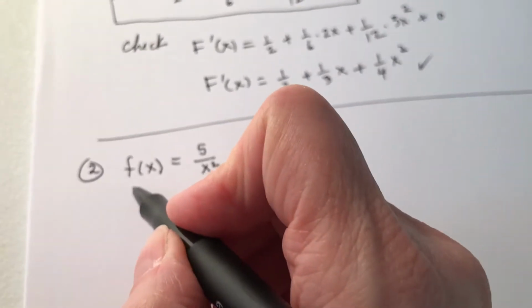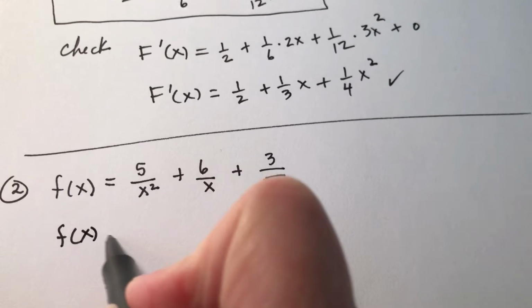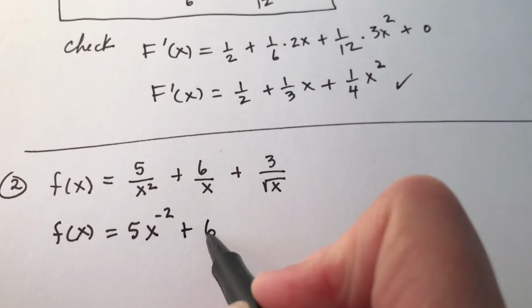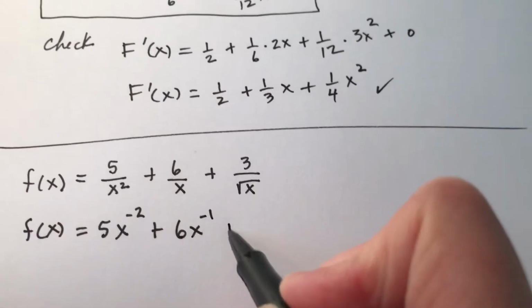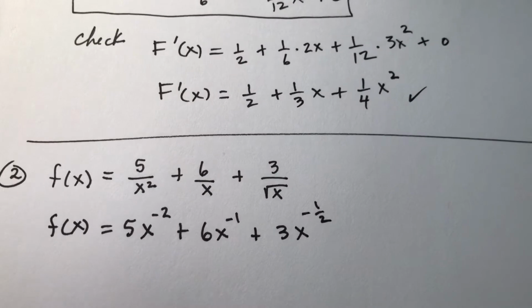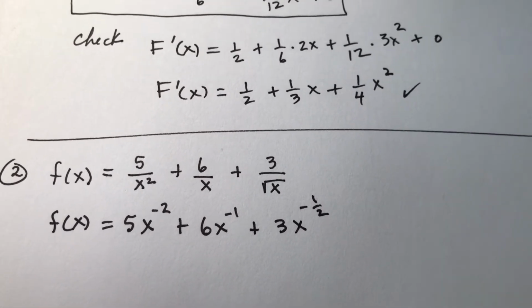So I'm going to rewrite this, and when I rewrite this, it's still f of x. And this is 5x to the negative second plus 6x to the negative 1 plus 3x to the negative 1/2. All right, so we've rewritten enough to take derivatives. Now we're rewriting to find antiderivatives.